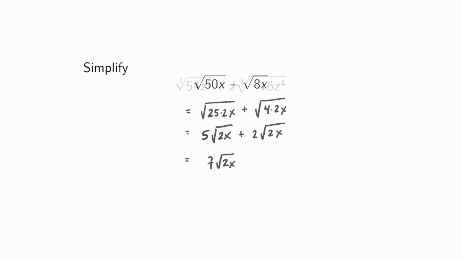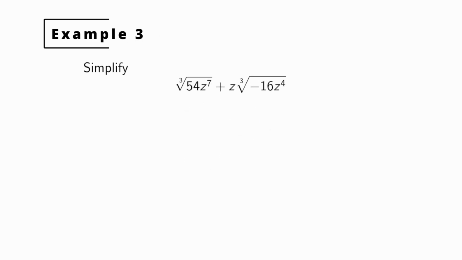That's it. Example 3. Now this problem is a little bit more complicated, but only because of the simplification we have to do to these radical expressions. So we look at each term, they're both cube roots. So we need to simplify each term. Now, since we have cube roots, we want to write factors in here that are perfect cubes.